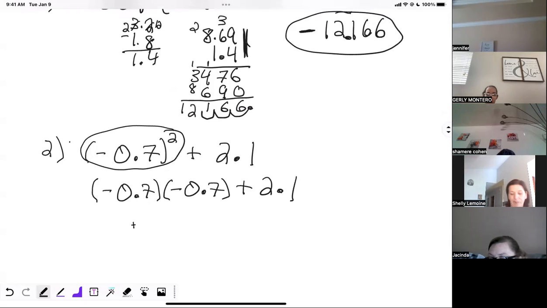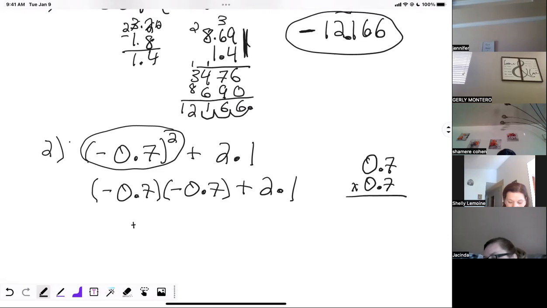And then I'm going to go over here and I'm going to multiply 0.7 times 0.7. Now this time the decimals line up only because they have the same decimal point. But 7 times 7 is 49.